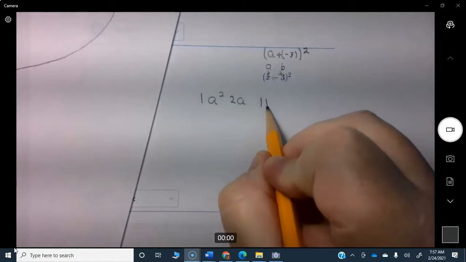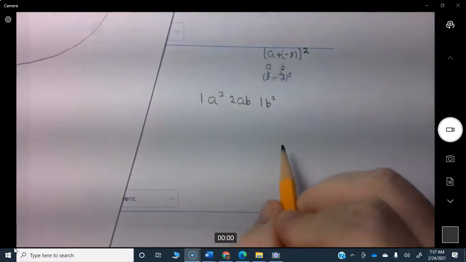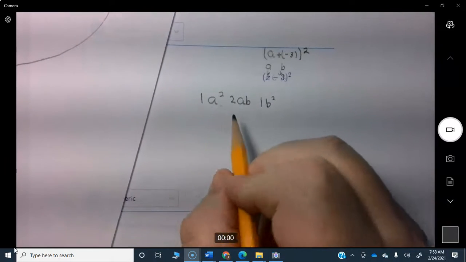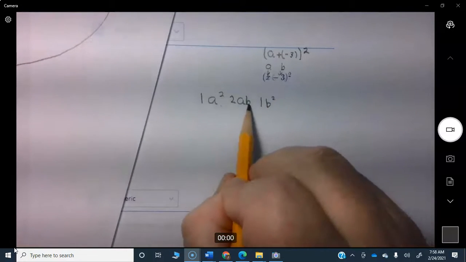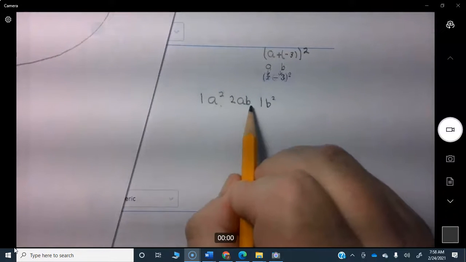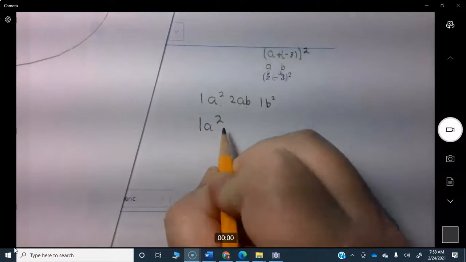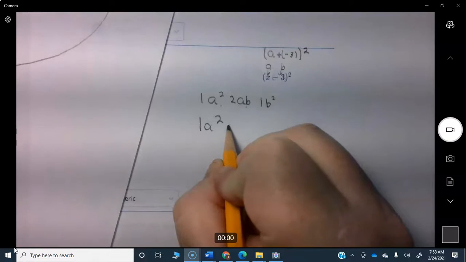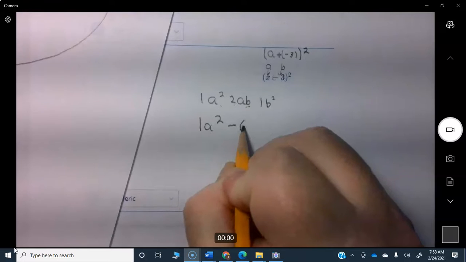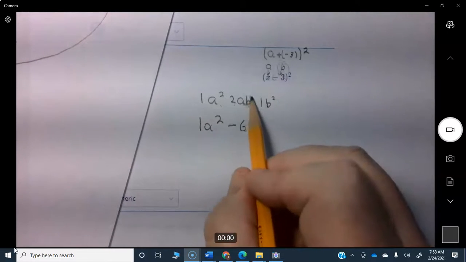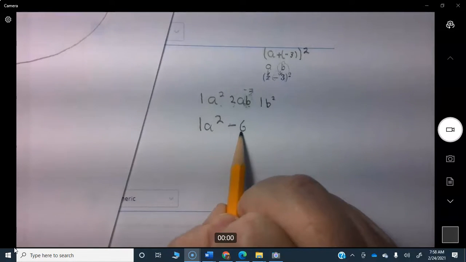Over here is going to be a b squared, and then a b, and then no b. Okay, so we have a positive a squared. Remember that the b is a negative 3 though, so now we're going to do a substitution. Wherever we see b, we're going to put a negative 3. So it's 1a squared, I'll write it a little bigger here, minus, now negative 3 times 2 is negative 6, okay? So I took my b, which is negative 3, multiplied it by the 2 there, gives us negative 6.